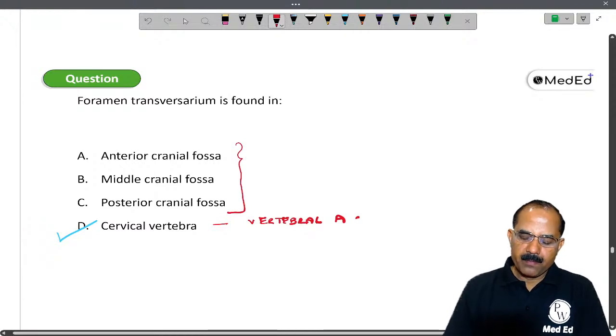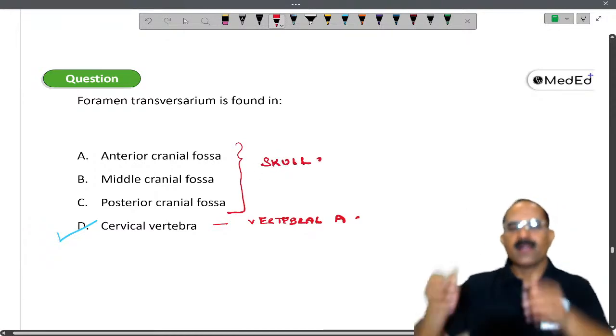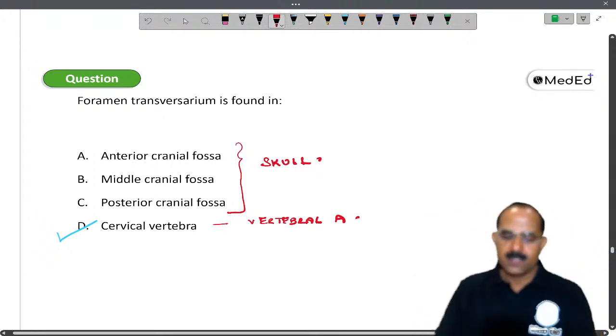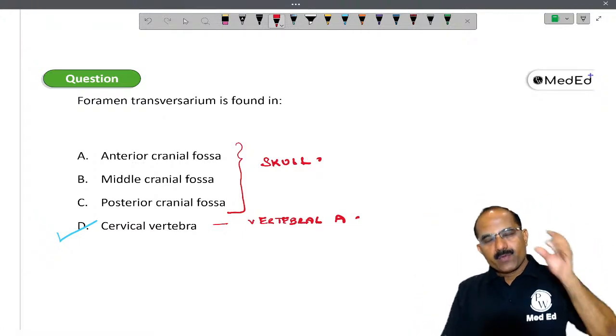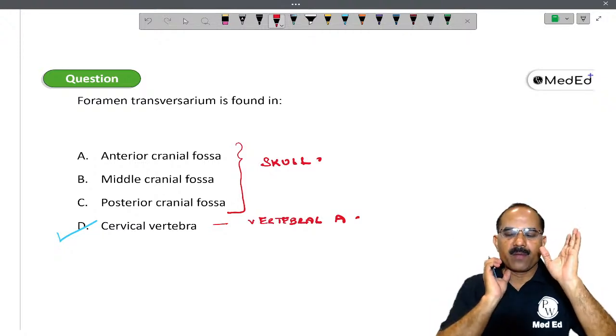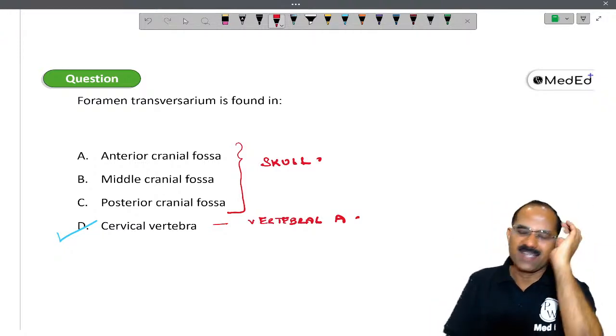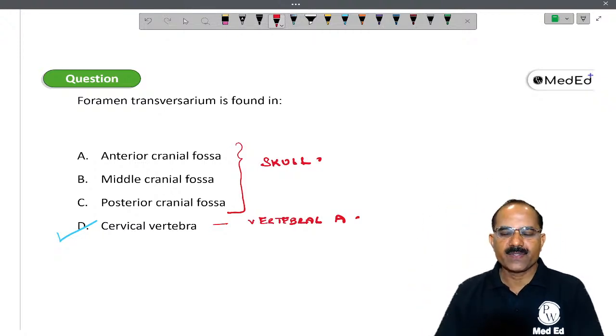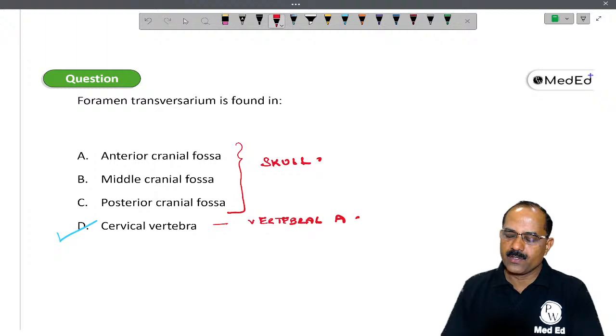Anterior cranial fossa, middle cranial fossa, and posterior cranial fossa, where are these present? These are present in the skull. Cervical vertebrae have the foramen transversarium, and what passes through it is the vertebral artery. Vertebral artery is a branch of the subclavian artery. Clear to all of you?